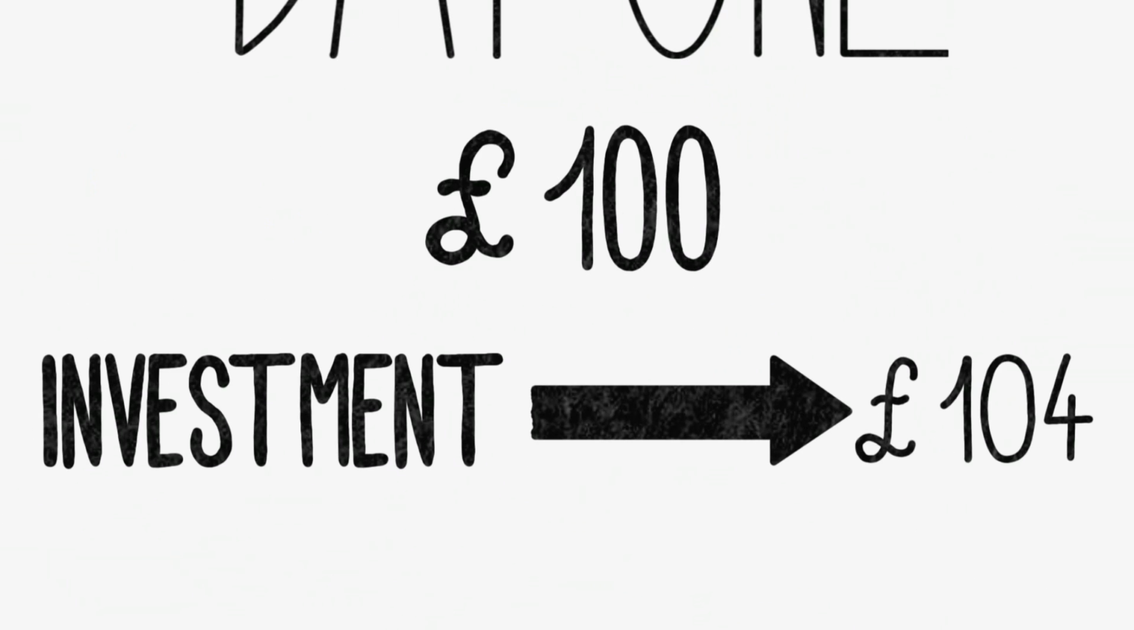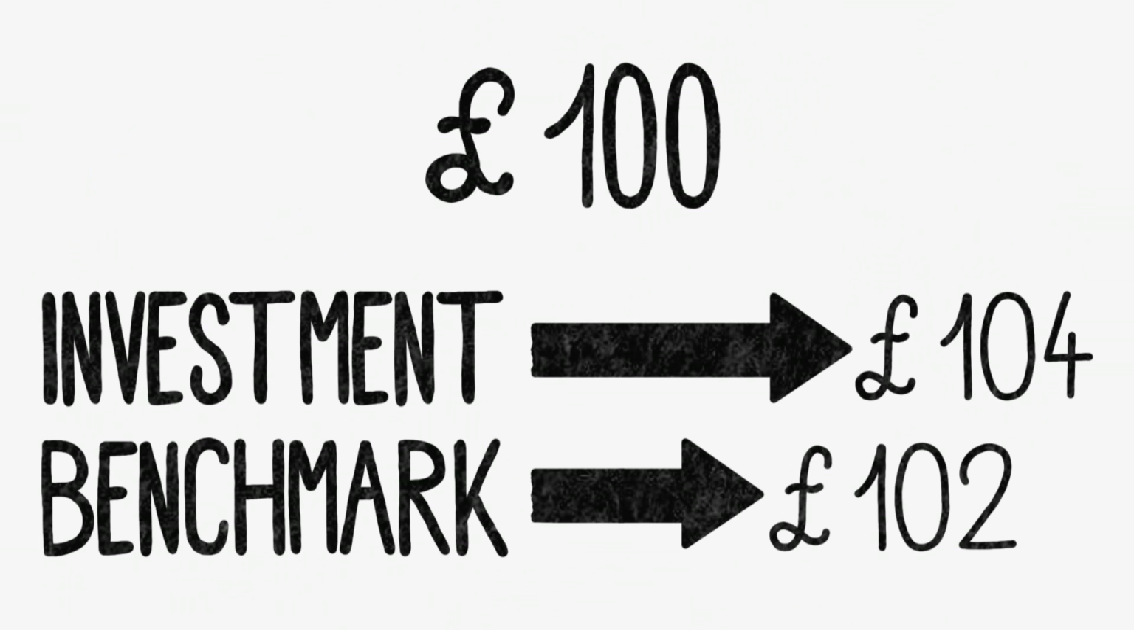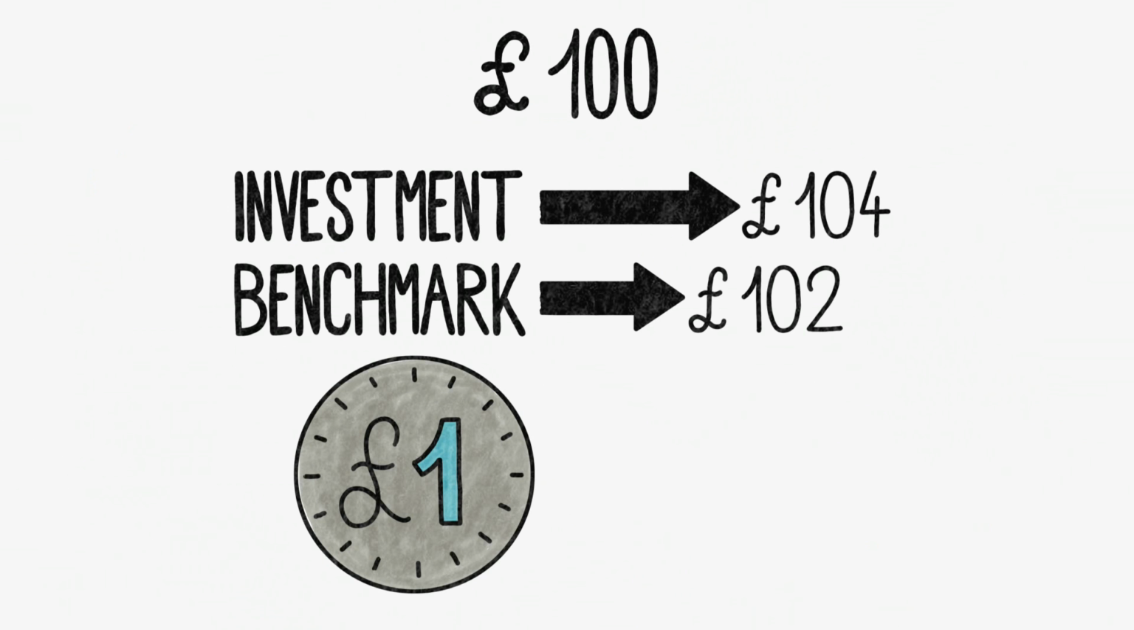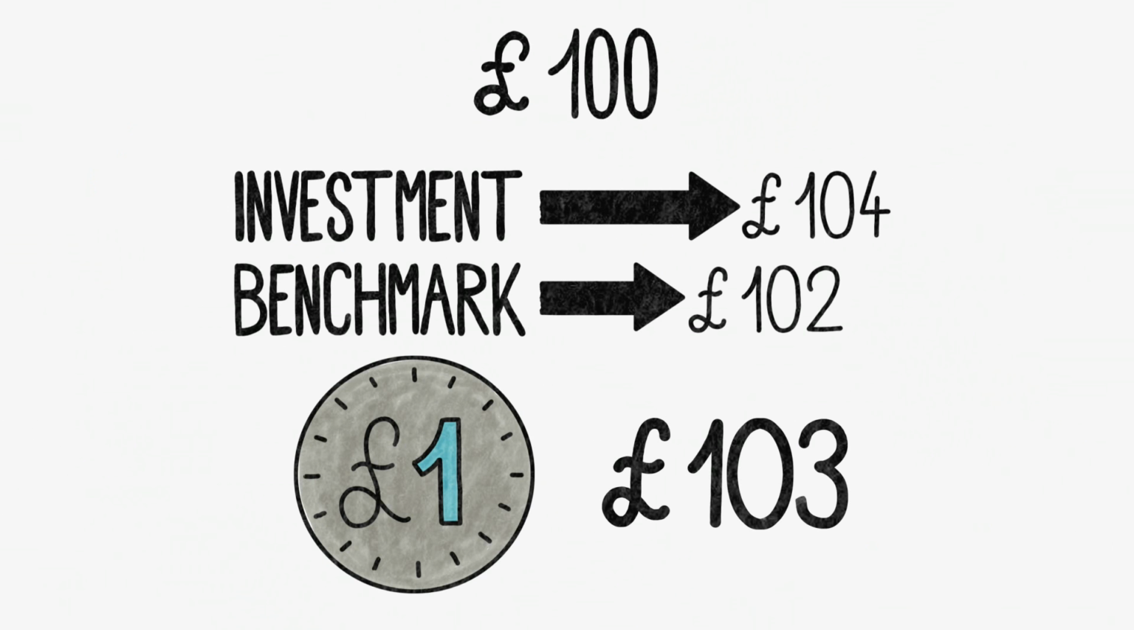Day 1. Your £100 investment grows to £104. Meanwhile, the benchmark grows too, but only to £102. That means we beat the benchmark by £2 and take half as a fee, £1, leaving your investment at £103.